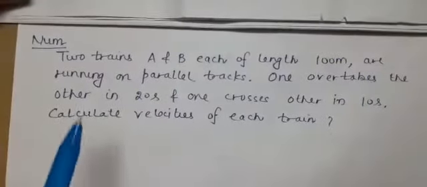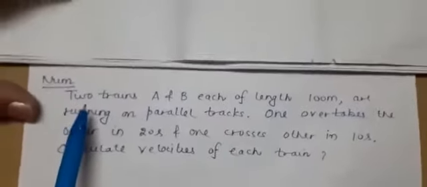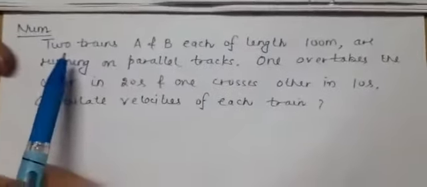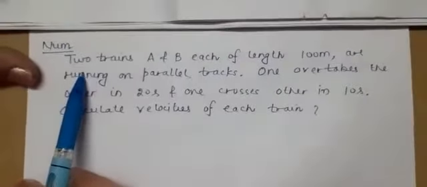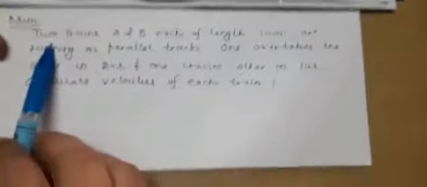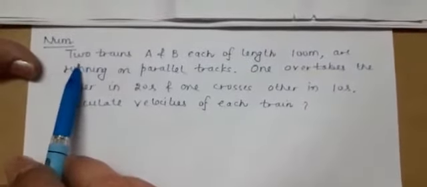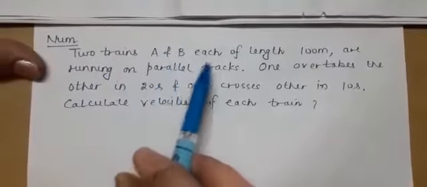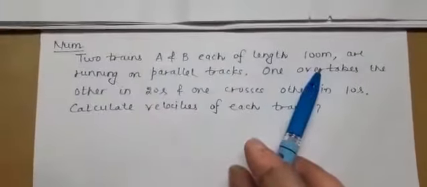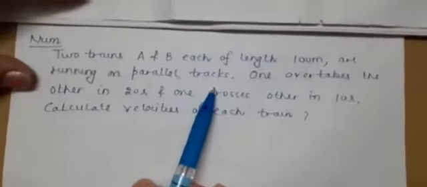Now next numerical we are taking. You can see here the level of question is increasing one by one. Now see, this is a concept. Again the same concept you will use in this numerical. Two trains A and B, each of length 100 meter, are running on parallel tracks.